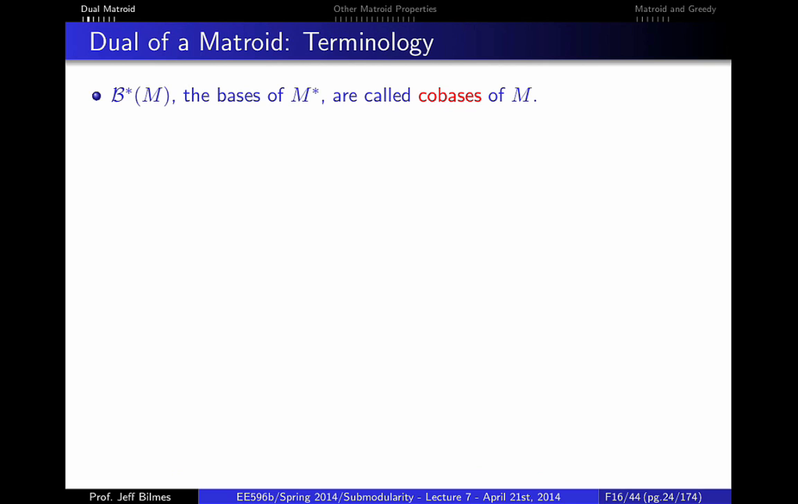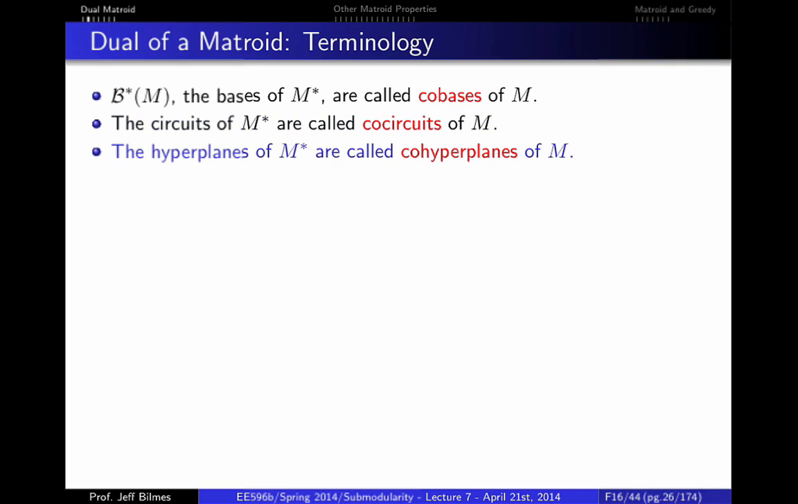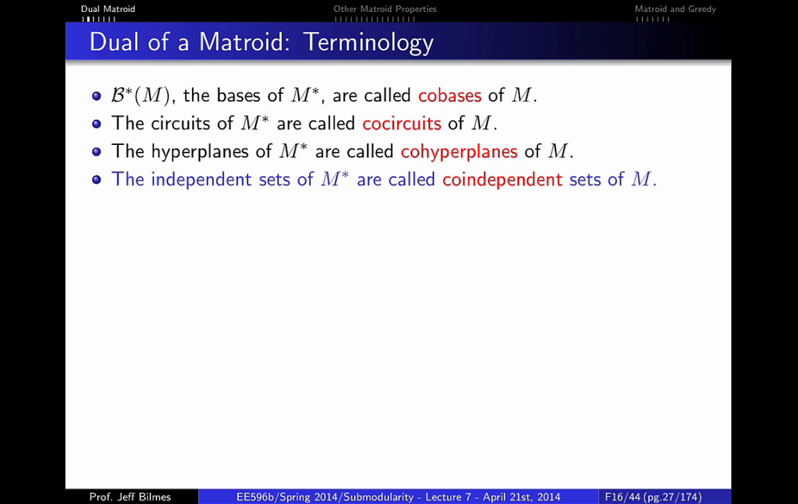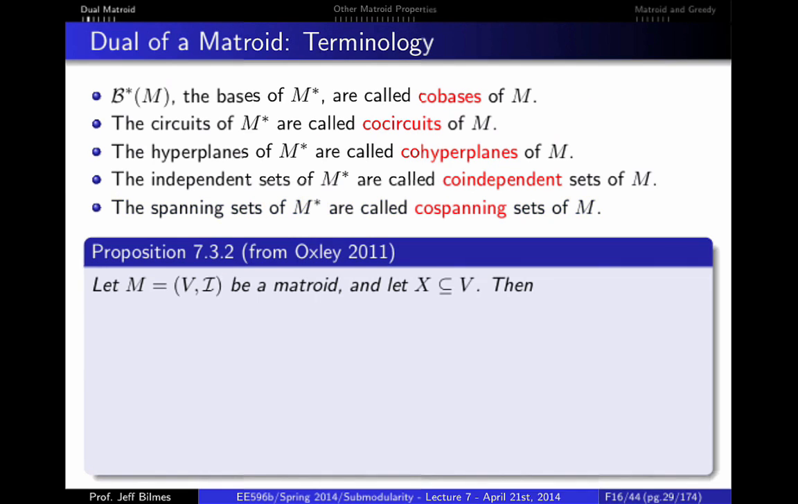So let's just do a little bit more terminology. Basically, B star of M are the bases of the dual, or B of M star. But the bases of the dual are called the co-bases of the original matroid. The circuits of the dual are called the co-circuits of the primal. Unsurprisingly, the hyperplanes of the dual are the co-hyperplanes of M. Remember what a hyperplane is? It's a closed set that has rank one less than the rank of the matroid. And the independent sets of the dual are the co-independent sets of M, and the spanning sets of the dual are the co-spanning sets, and so on and so forth.